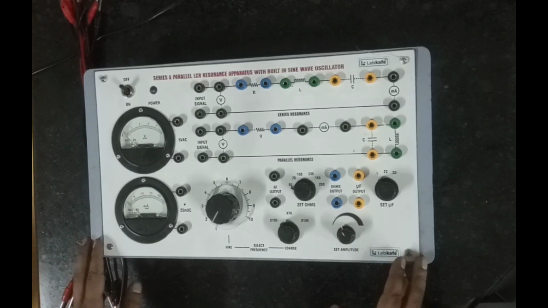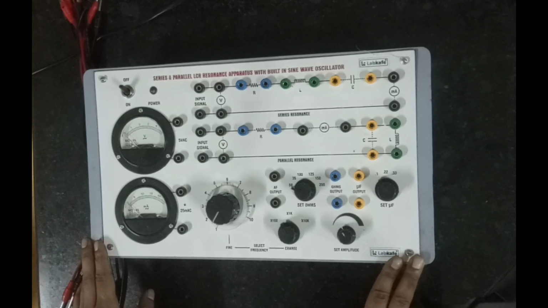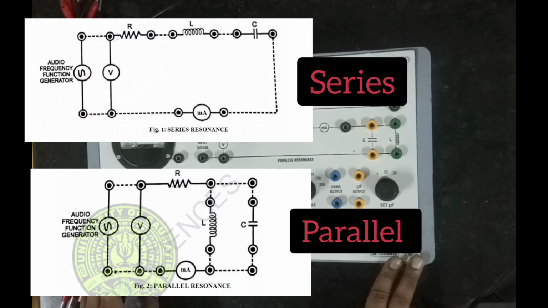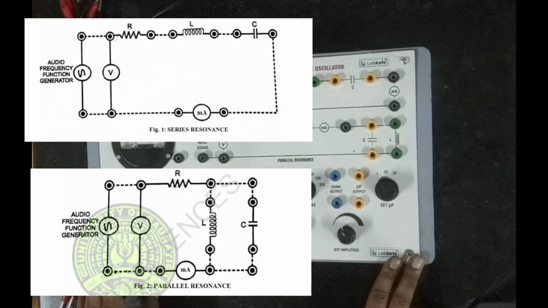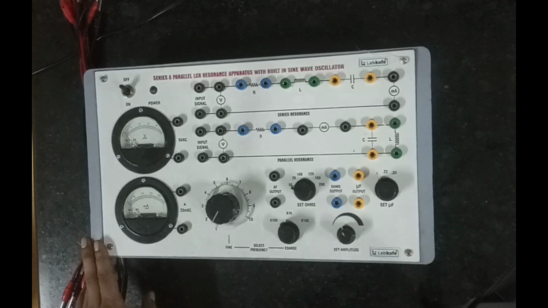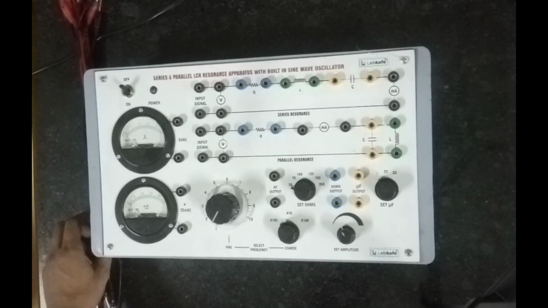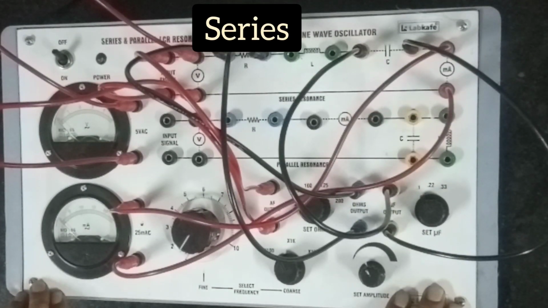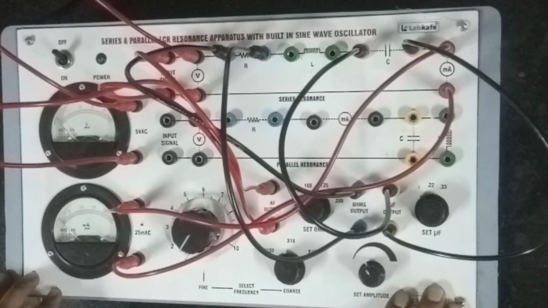In this inbuilt apparatus, the circuits for the series and parallel combinations are already given. We just have to connect the different components in the appropriate places. Let's make the series connection as given in the circuit. We now follow the procedure to calculate the current for corresponding frequencies.